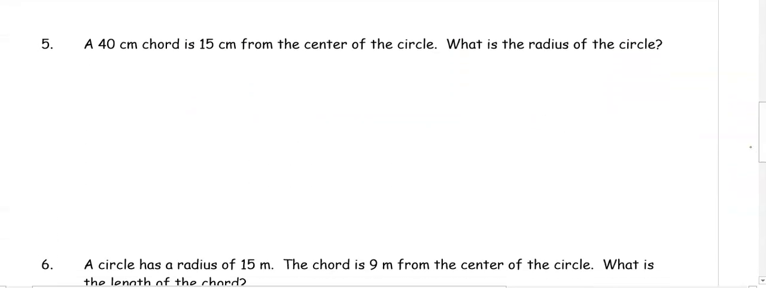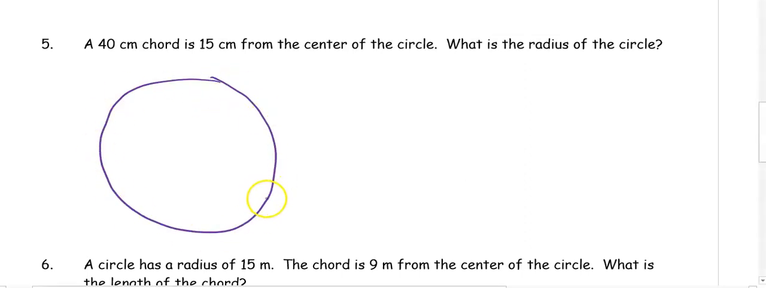In number five, a 40 centimeter chord is 15 centimeters from the center of the circle. What is the radius? So when we draw our circle, we have a chord going across and from the center a radius that's perpendicular. So it is bisecting that chord. So if the chord is 40, it's bisected into 20 and 20. The distance from the center to the chord is 15, and we're looking for the radius.